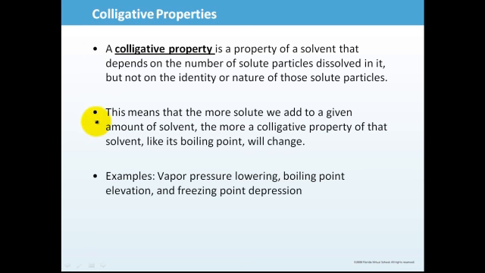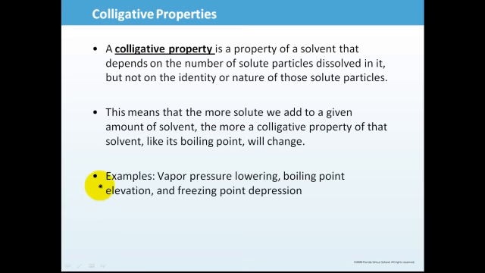So it makes sense then to say that the more solute we add, the more the colligative property changes. Using our real world example with the salt on the road, if we add more salt, it's going to have a greater effect, so it's going to lower the freezing point even more. If you just sprinkle a little bit of salt, it'll have a small effect. If we sprinkle a lot of salt, it'll have a greater effect. And that's true for all colligative properties. So we want to count, if you will, the number of particles that are involved.